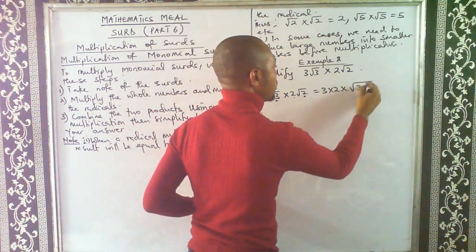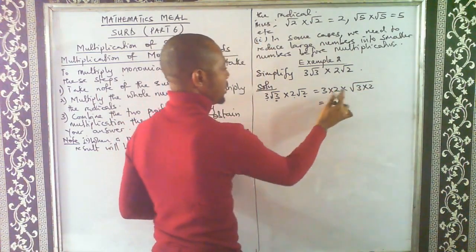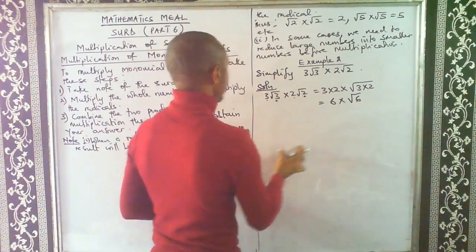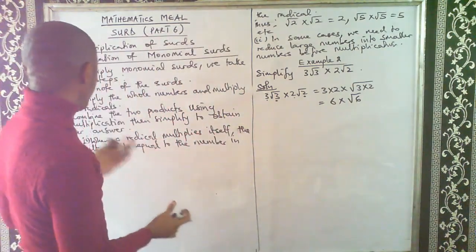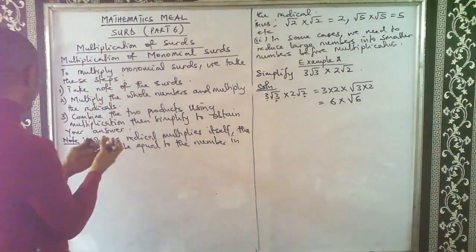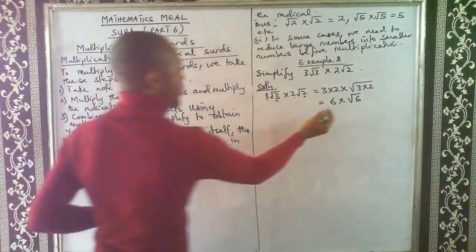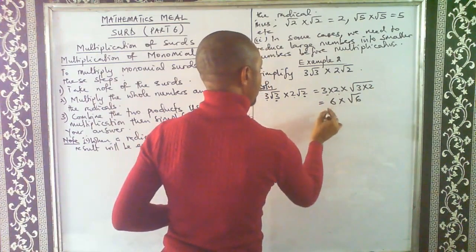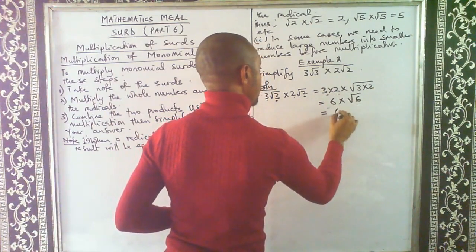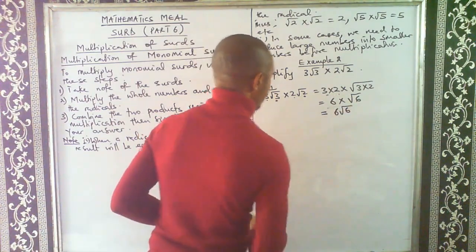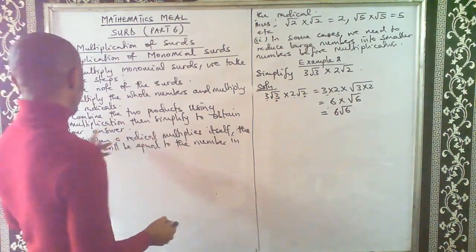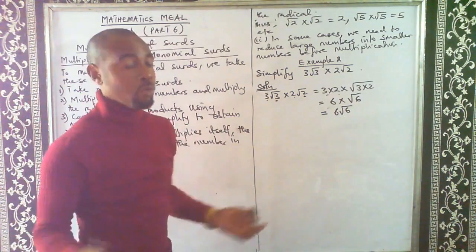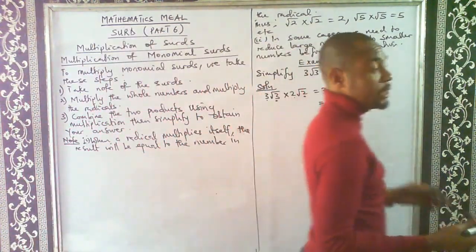That is square root of this times this. 3 times 2 is what? 6. 3 times 2 here is 6. So we simplify to obtain our answer. So by combining the two products, this is the product of the whole number, and this is the product of the radicals. If you combine the two products, you have 6 root 6. It says simplify to obtain the answer. We cannot simplify this any further, so we leave the answer in this form.